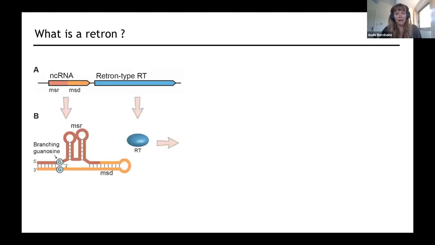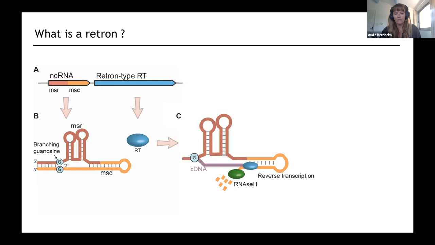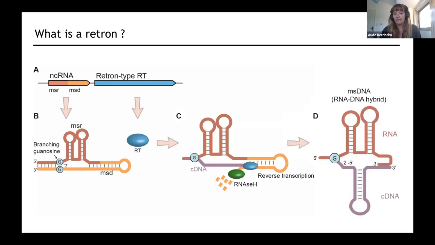RNA. And what happens is that the non-coding RNA takes a very specific structure. And from this very structured RNA, the reverse transcriptase starts reverse transcribing from a specific guanosine and makes cDNA. And this leads to the existence of an msDNA, which is an RNA-DNA hybrid.